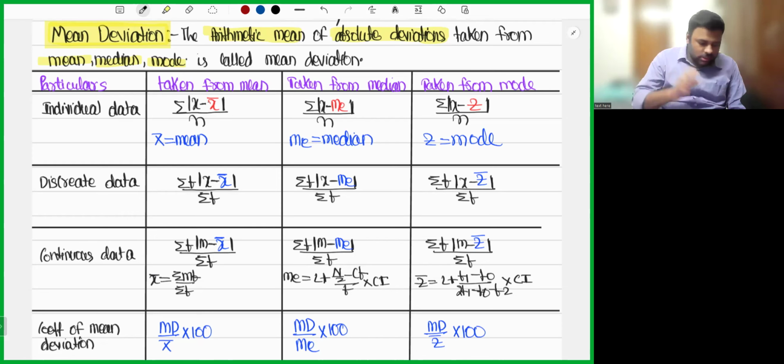Okay. Now comes mean deviation and standard deviation. In mean deviation and standard deviation, what will we do? We'll consider the entire data. Okay. There's no particular point that we leave. We'll consider the entire data. Now see this mean deviation, what it is trying to tell. It's telling arithmetic mean. What is arithmetic mean? Sum of observations by number of observations. Of absolute deviations taken from mean, median, mode.